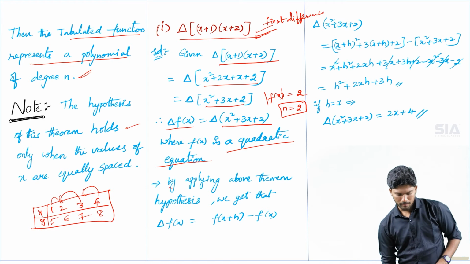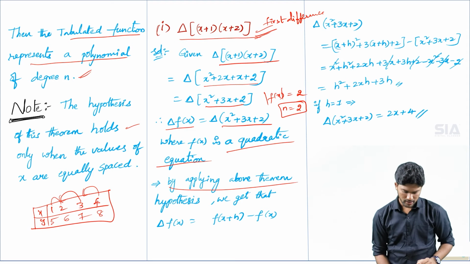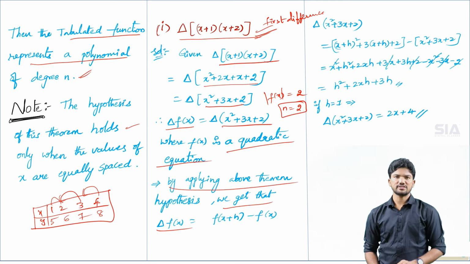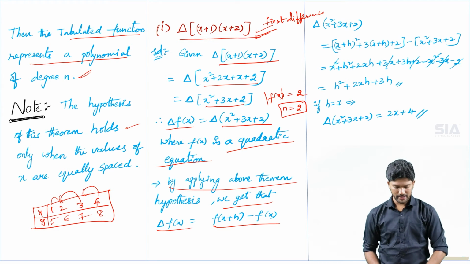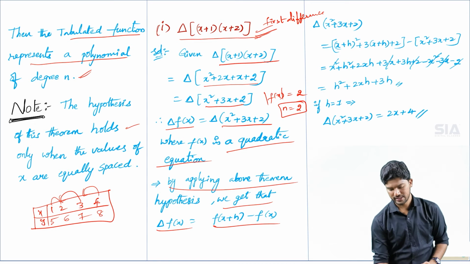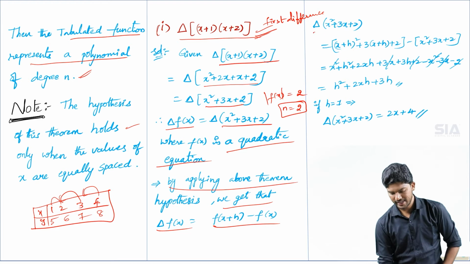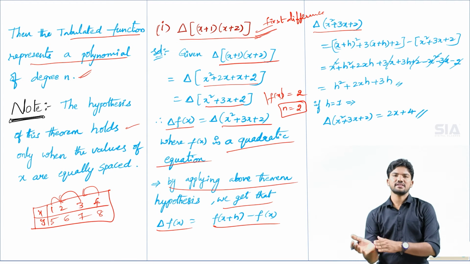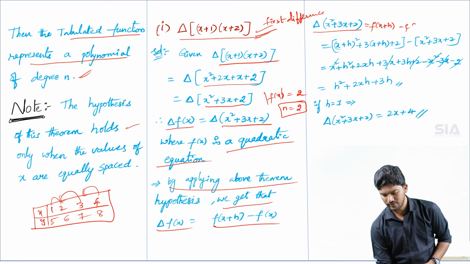Okay, now by applying the above theorem, that is the differences of a polynomial, we get that del f of x is equal to f of x plus h minus f of x. Because our problem asks for the first difference, we take the first difference. So you can take here del f of x, where f of x is nothing but x square plus 3x plus 2, is equal to f of x plus h minus f of x.